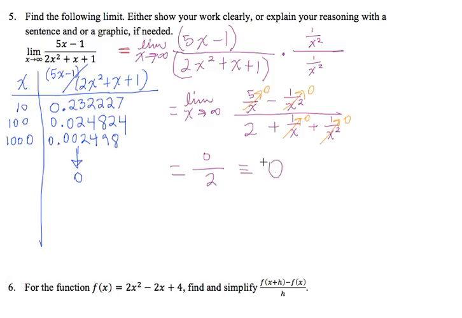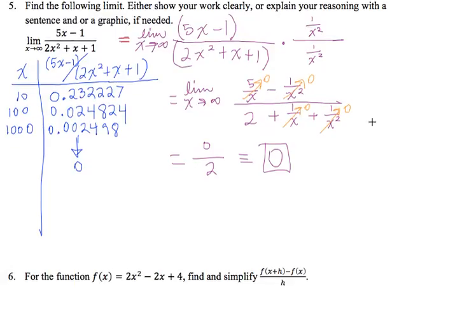Ultimately, it's because the power of x in the numerator is smaller than the power of x in the denominator. So either way, whether you did it numerically, graphically, or algebraically, as long as you explained or showed your work, you should have gotten 0 on that one.